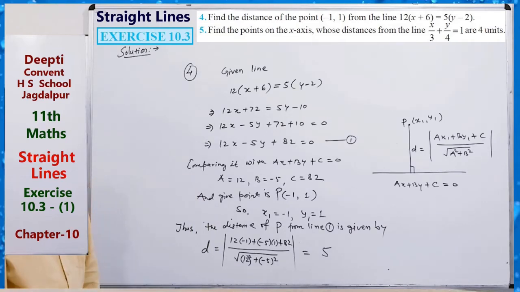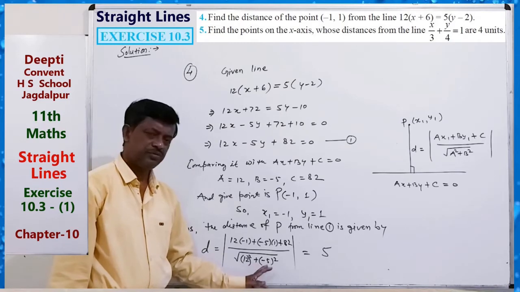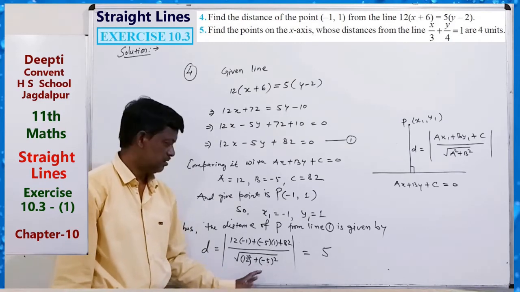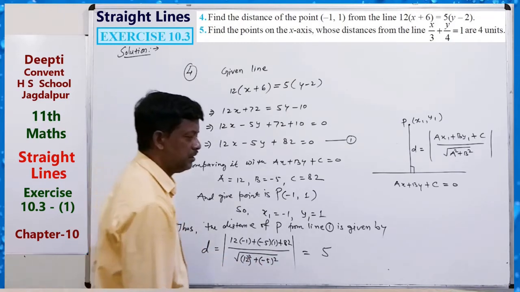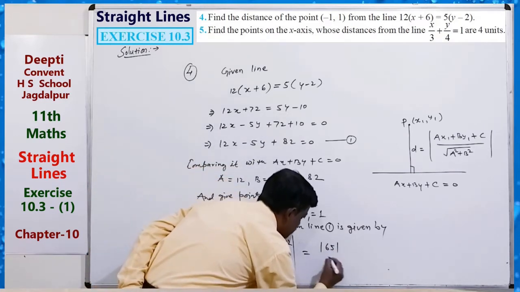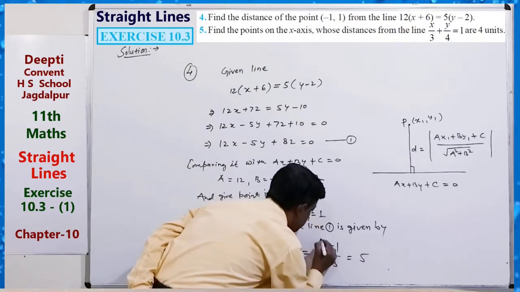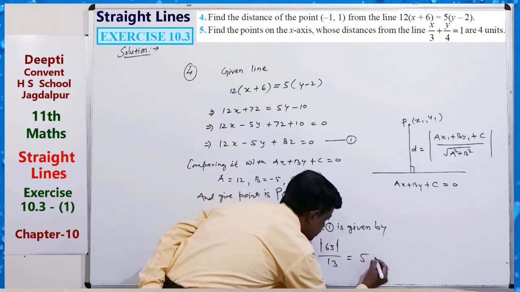Okay. Just solve it. 144 plus 25 is 169, the root is 13, and 65 is on the upper side. 65 upon 13 is 5, modulus value, units.